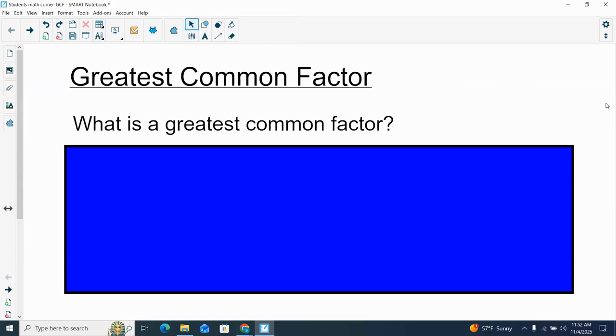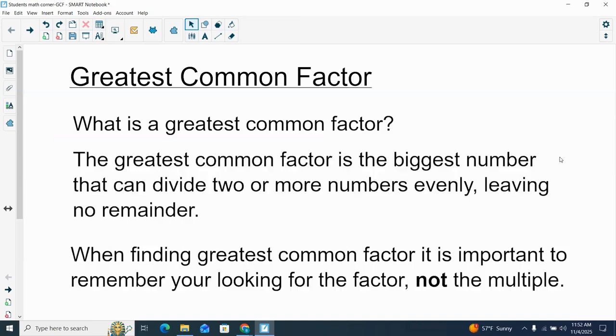So today we're going to be looking at greatest common factor, and I may have mentioned this way back at the beginning of my channel, but it's always good to do a refresher. So when we're talking about greatest common factor, what is the greatest common factor? Well, the greatest common factor is the biggest number that can divide two or more numbers evenly, leaving no remainder. So when finding greatest common factor, it's important to know that you're looking for the factor, not the multiple.